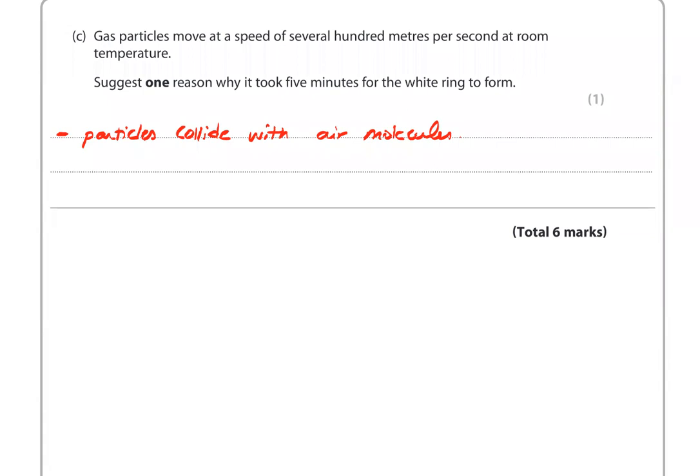So we have several answers. Particles collide with air molecules. Particles collide with themselves. Particles collide with the glass wall of the tube. We can say they move in random direction. They don't move in straight lines. We can say many particles of ammonium chloride must form before the white ring can be seen. Choose the simplest one: particles collide with air molecules. And the particles here, don't forget, are molecules of ammonia and hydrogen chloride. Those are the particles.